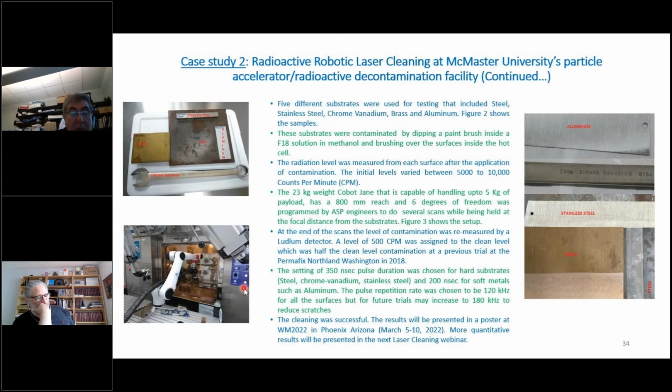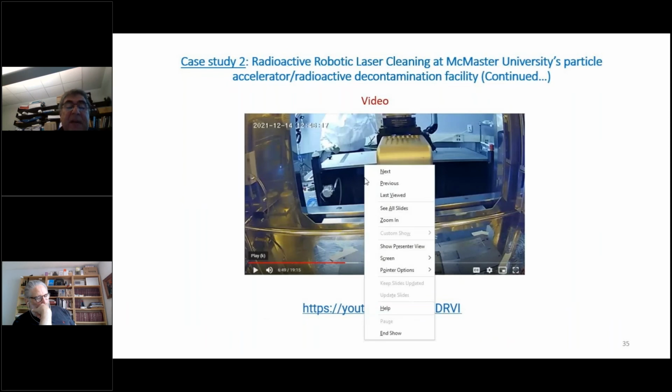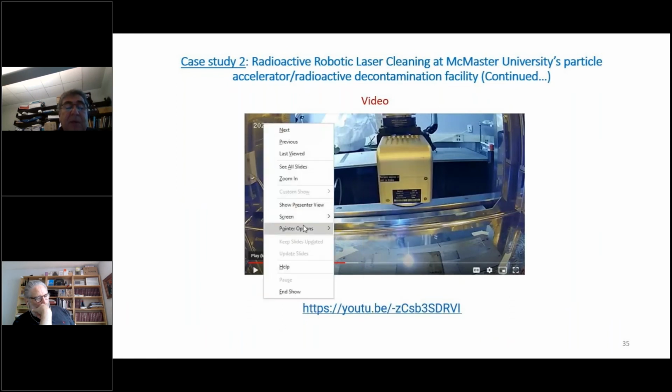So one would do a wipe first and measure with the Ludlum detector what the radiation level is. And then afterwards, a few scans were done. You would measure again to make sure that the radiation level fell below a certain threshold level, which we defined as 500 CPM. So here's a video that shows you what happened there. I'll show you this video.